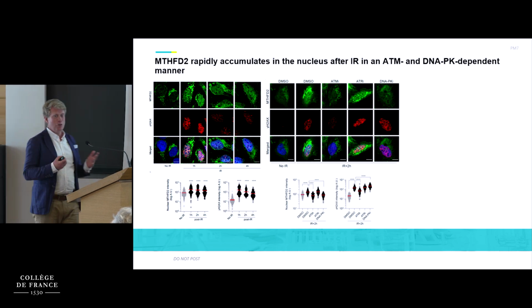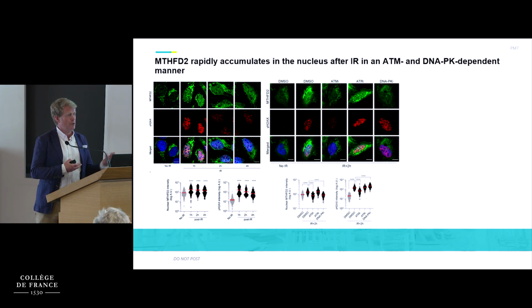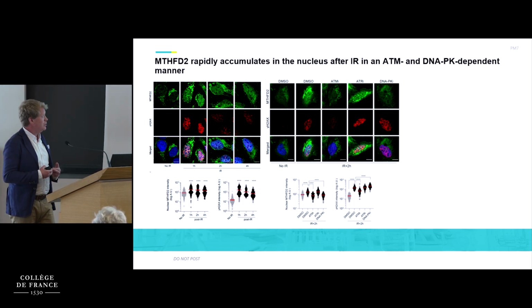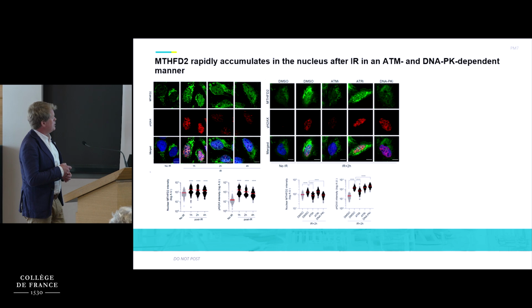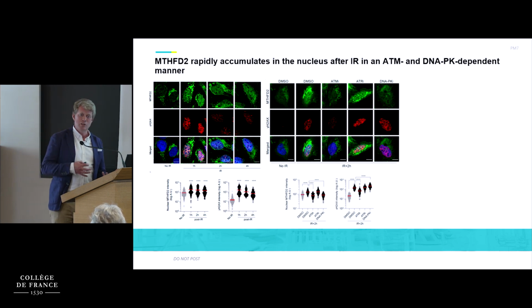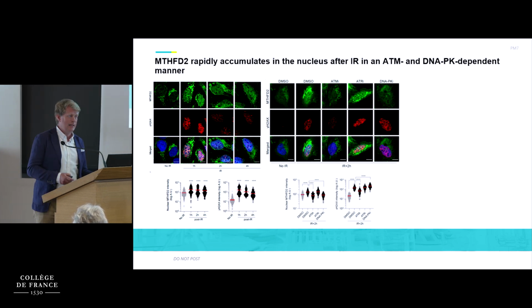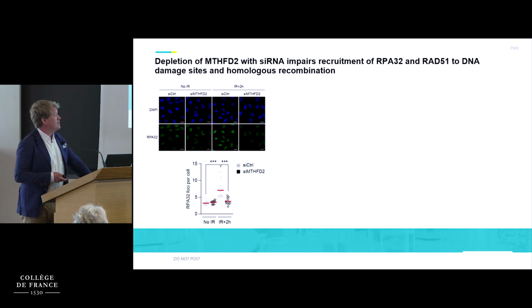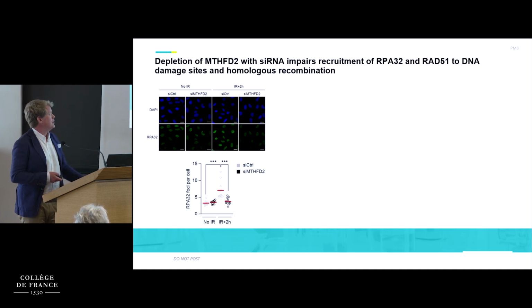MTHFR2 has other roles. It doesn't only work in mitochondria, it also works in the nucleus. So after DNA damage, ionizing radiation, MTHFR2 relocates very, very rapidly into the nucleus. And this relocation is dependent on ATM and DNA-PK. So these proteins activate nuclear localization of MTHFR2.